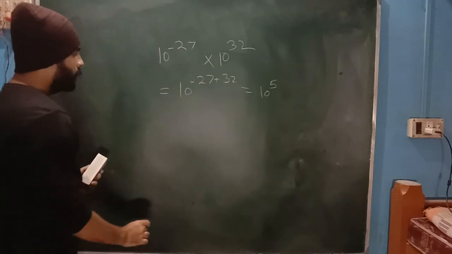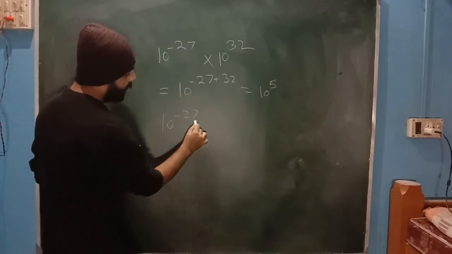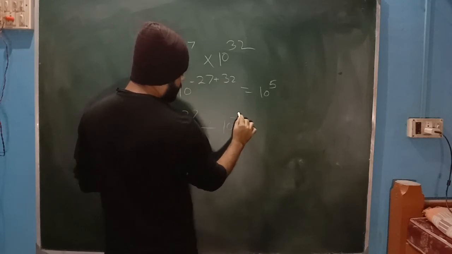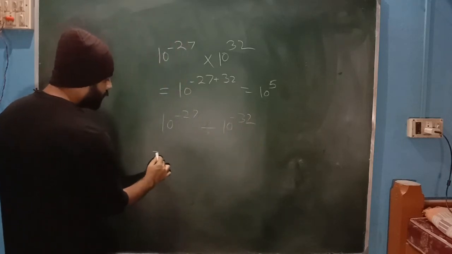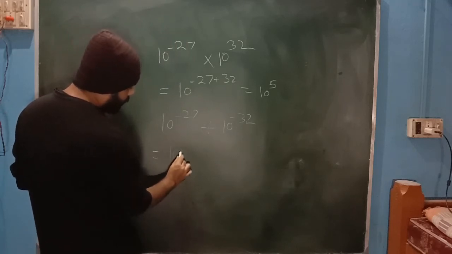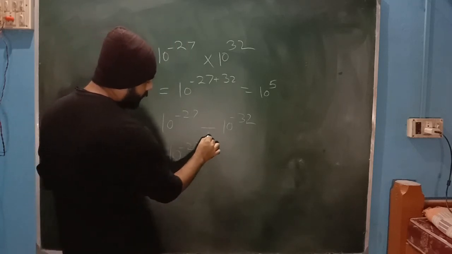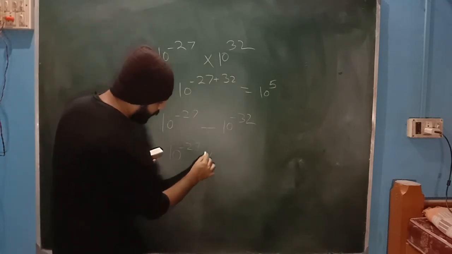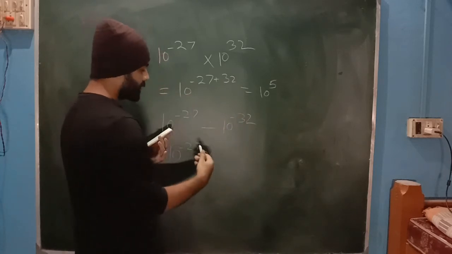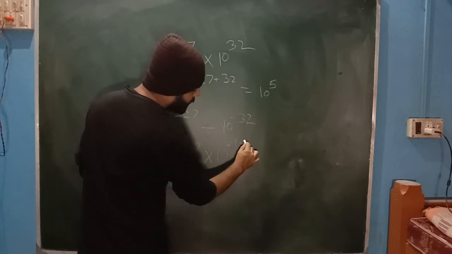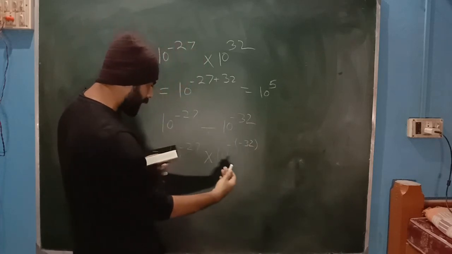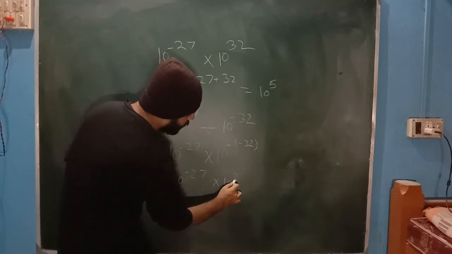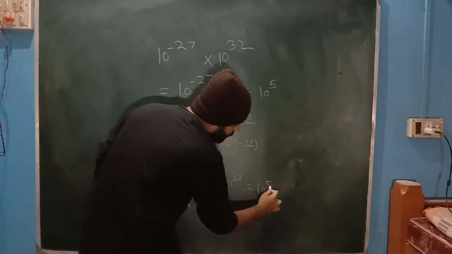Okay, so if we divide 10 to the power minus 27 by 10 to the power minus 32, what will happen? We can simply write down 10 to the power minus 27. So divide, which can be referred to as multiplication, but here it will be minus. So it will be 10 to the power minus 27 minus of minus 32, which will be plus. So you will be getting 10 to the power 5 the same way.